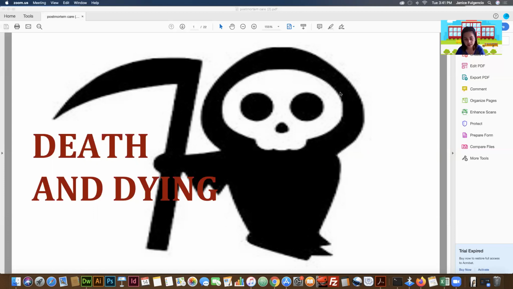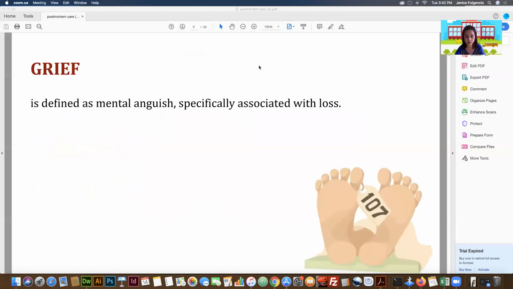After I discussed the human lifespan from birth to adulthood, we will be discussing the last stage of human growth and development, which is death and dying. As nursing assistants, what are the things that we need to do and what is our role during the care of a dying patient? Let's take a look.